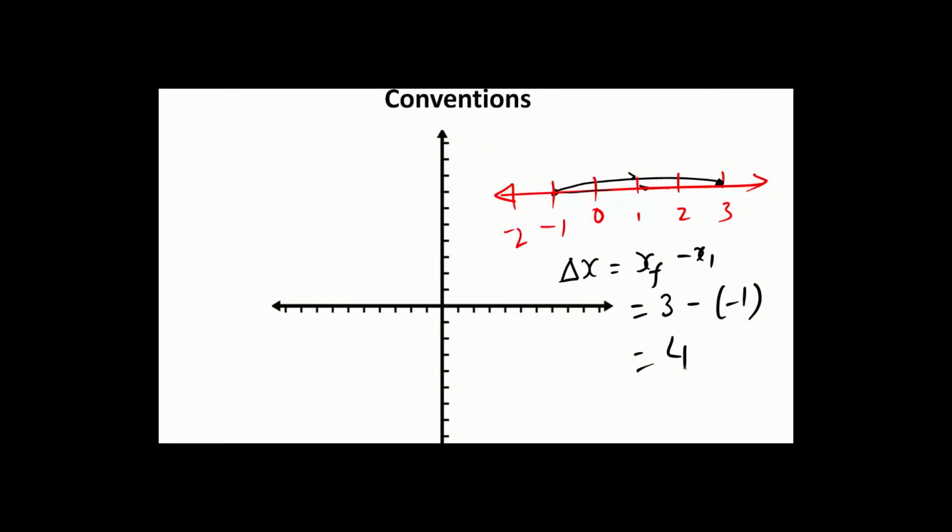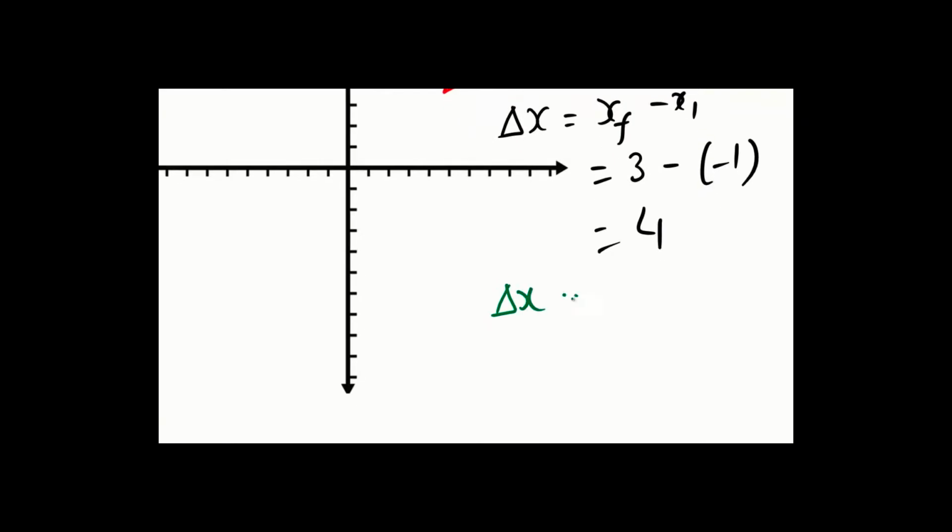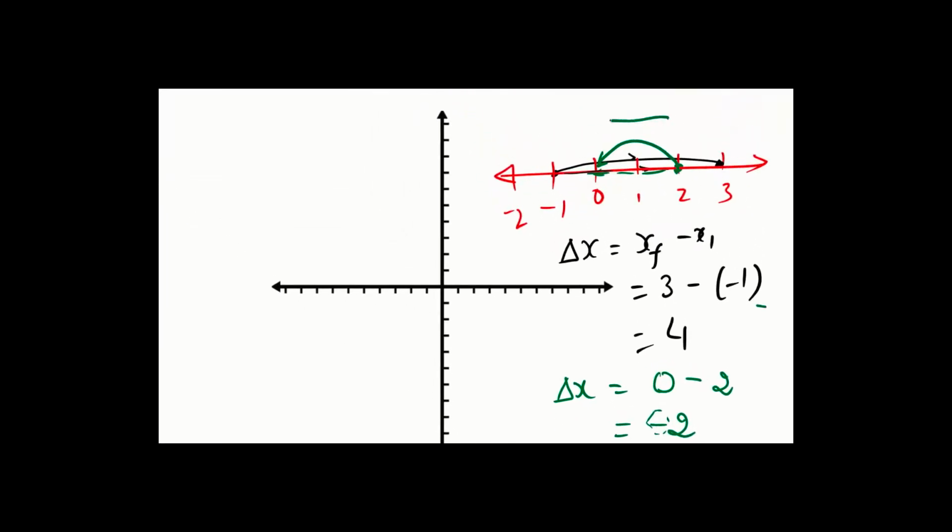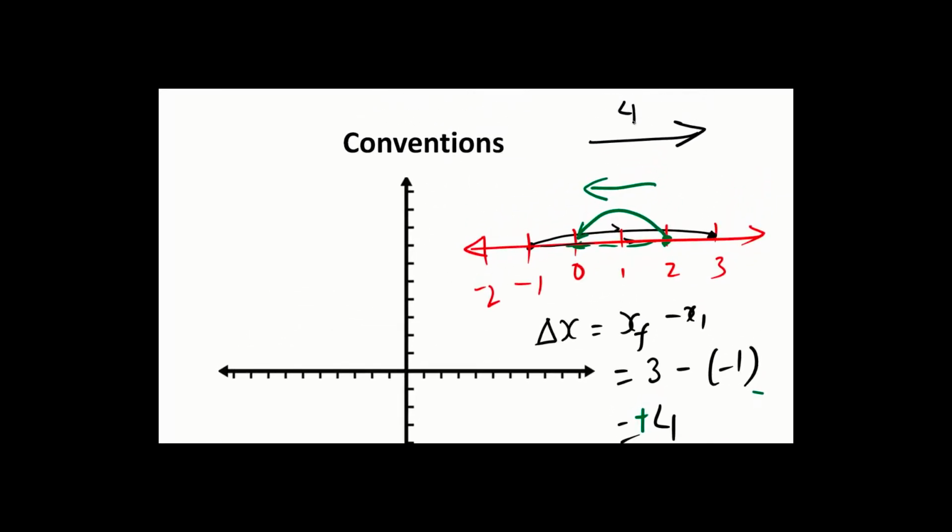What if it was the opposite case? What if it was something like -2 to 0? And you know that it's going like this. In that case, if I calculate the displacement, that would be xf minus xi. xf would be 0, minus xi, which is -2. It comes out to be +2. What does that sign represent? It represents the direction. For the earlier case it was +4, which means displacement was from -1, and how much? 4 towards the right-hand side.